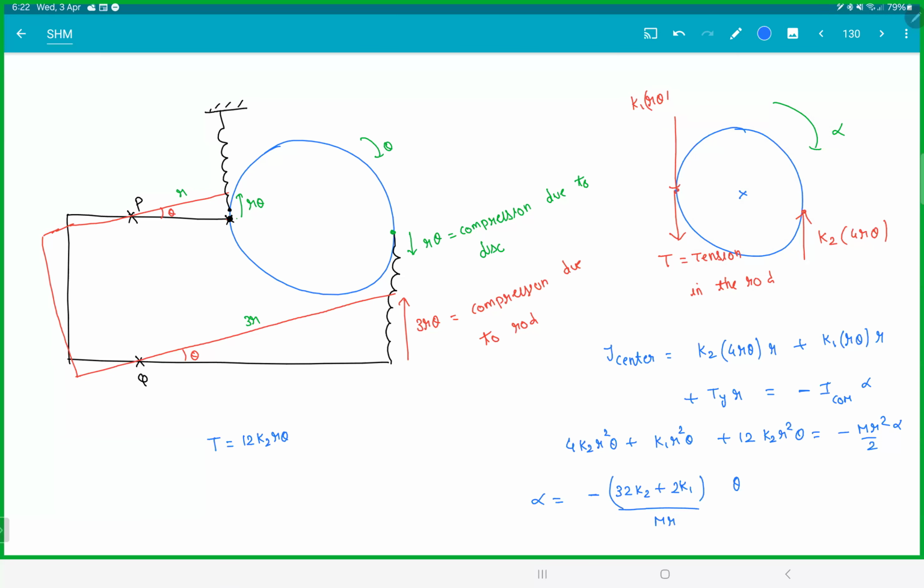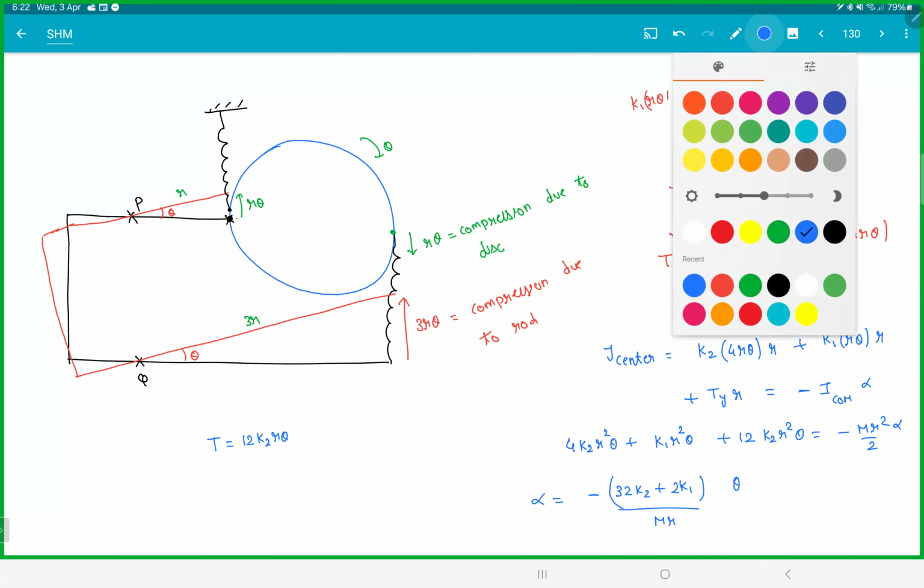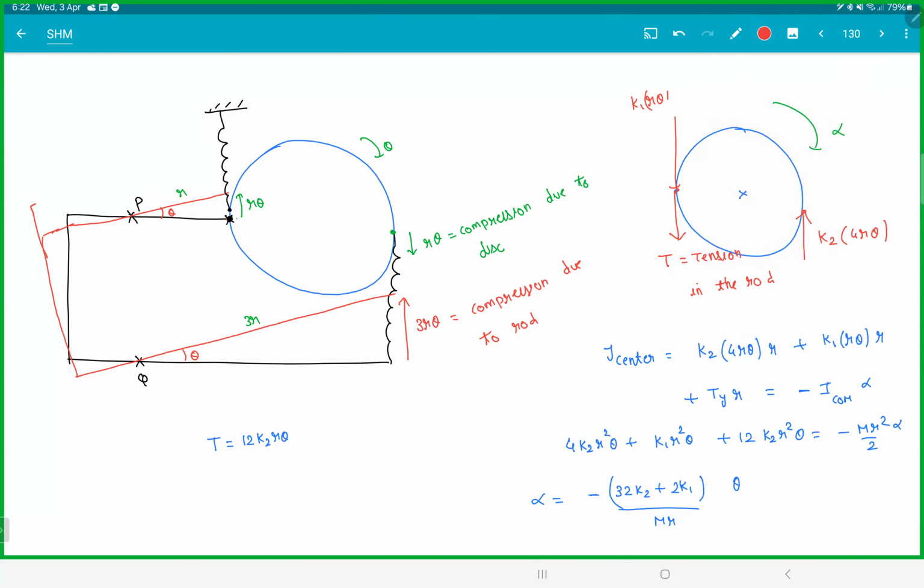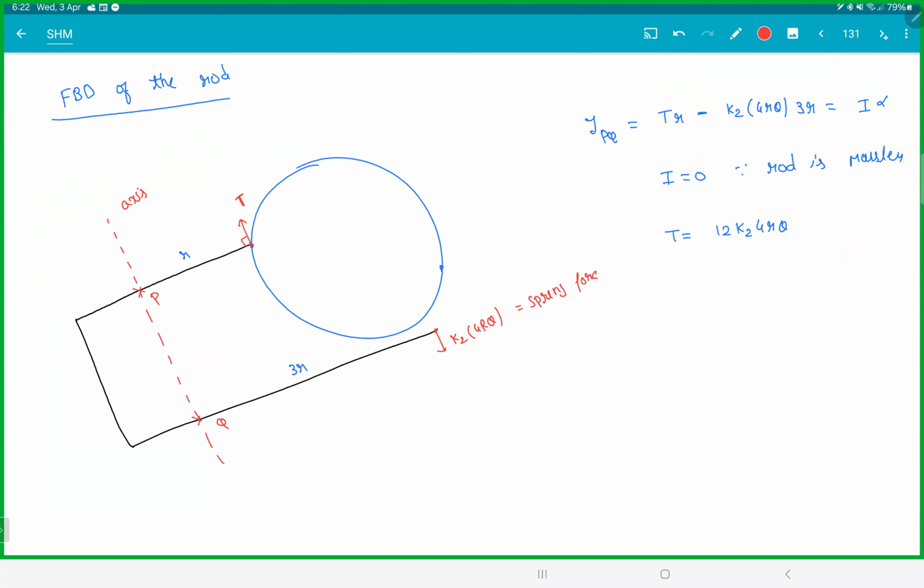When will you get that also? If this rod had been connected here, then it would have made a difference. Have a look at this. So the main thing is the springs are getting compressed due to two things. One is a disc and one is a rod. And this is another one.